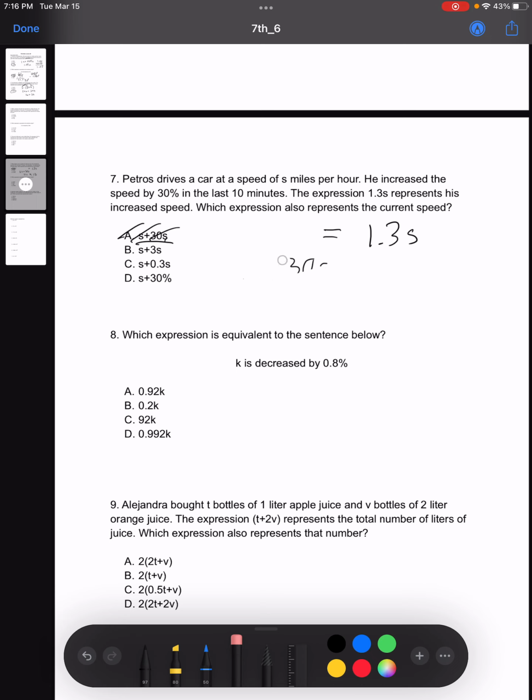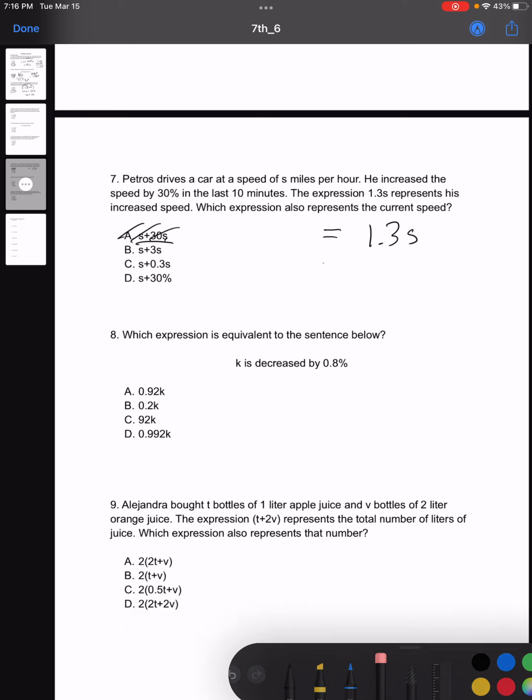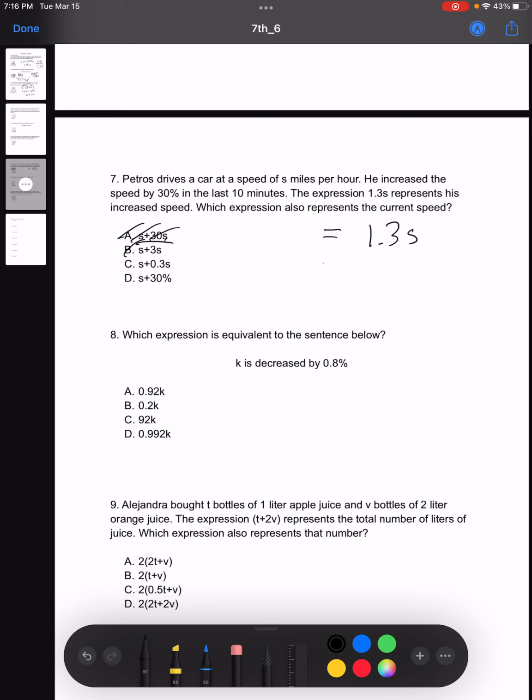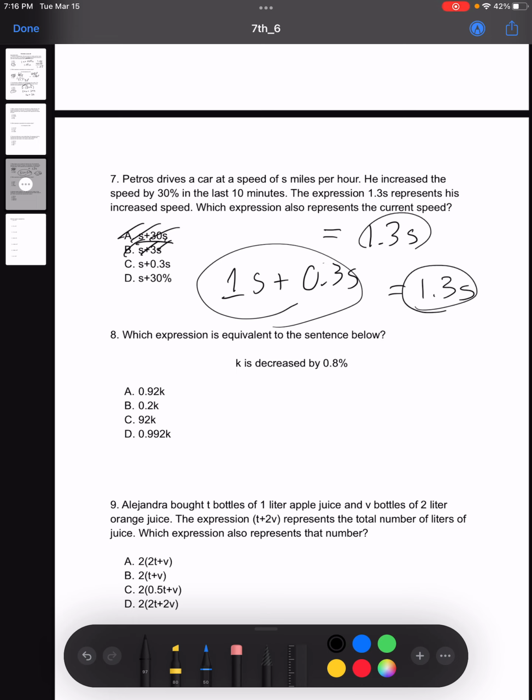Say we looked at B. We have S plus 3S. Well, we know that just goes down to 4S, which is still not 1.3S. So B can't be the answer. And say we looked at C, S plus 0.3S. Remember that there's a coefficient of 1, so we can simplify this expression to 1.3S, which is the same thing. So our answer, therefore, is C.